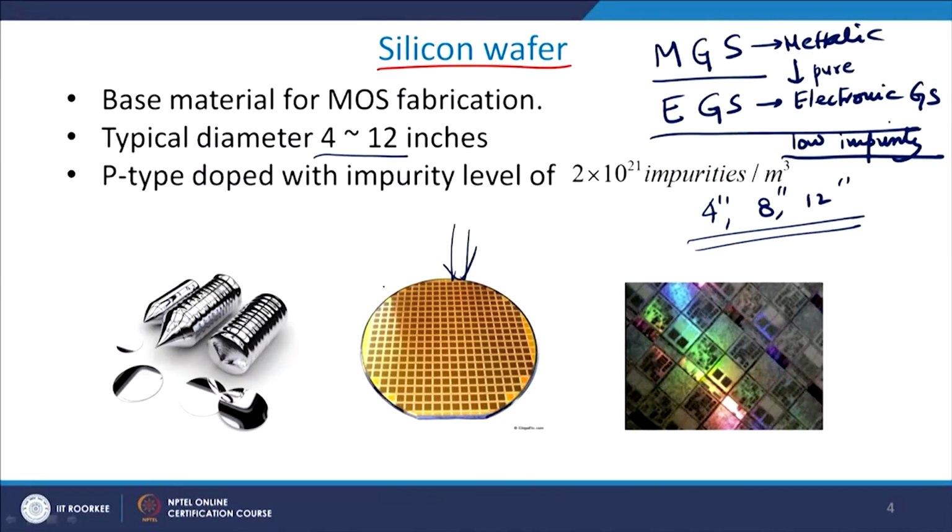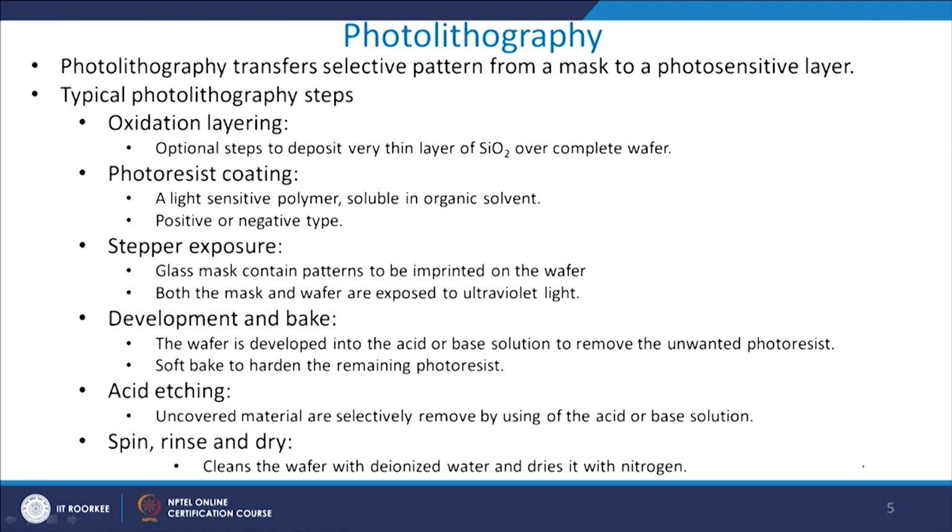The photograph which you see here is basically that of a wafer, where the wafer has been cut into smaller parts. Each one of them is basically a silicon chip here, and you can actually start doing wafering there. This is the final form of wafer which you see, where you are actually doing the layout and the designing. With this knowledge, let me come to the photolithography. Photolithography transfers a selective pattern from a mask to a photosensitive layer.